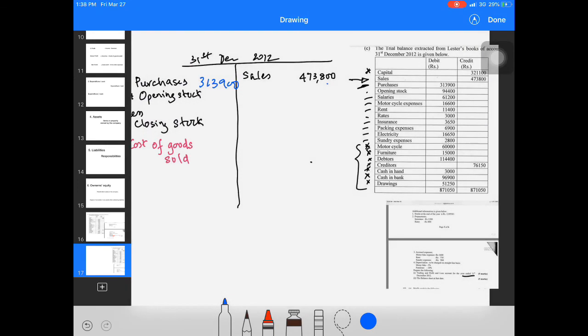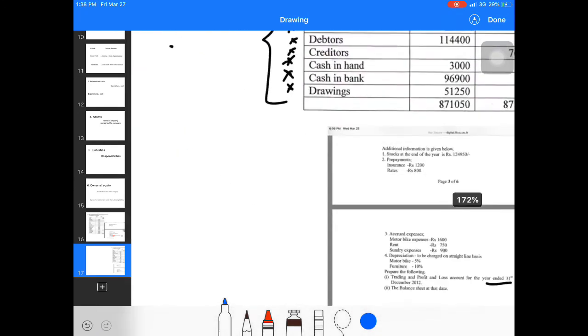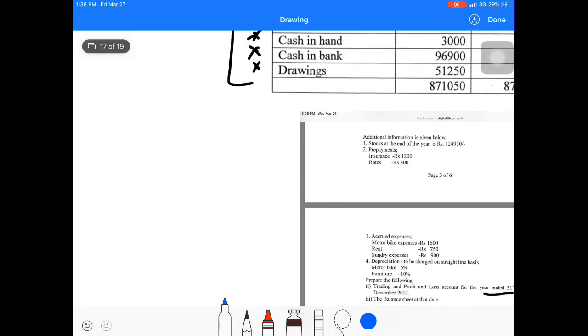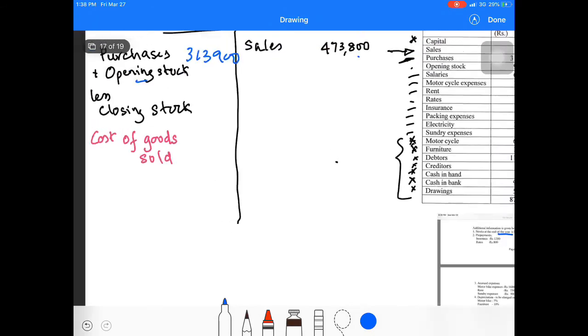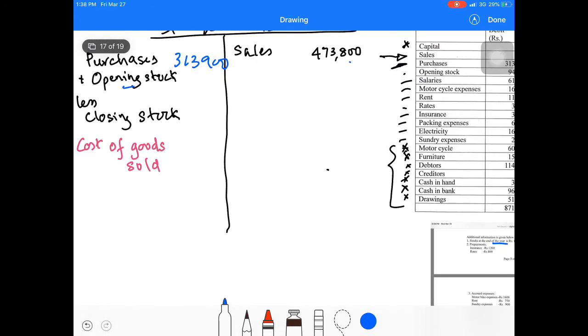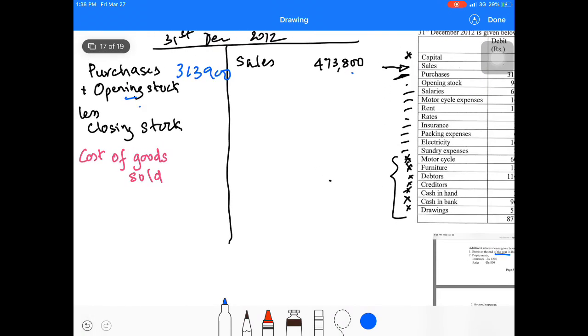And for other expenses, now they have given opening stock and closing stock here. Opening stock and closing stock at the end of the year. Why do we need that one? Because we need to find out the stock used during that particular year. So we can add opening stock to the purchases and subtract closing stock. Then we can find out the total cost of items we used during that year.